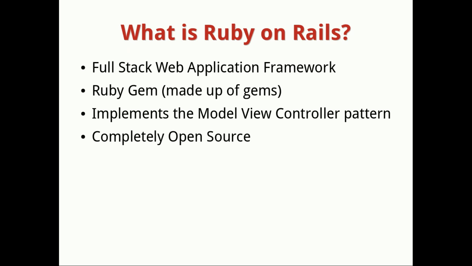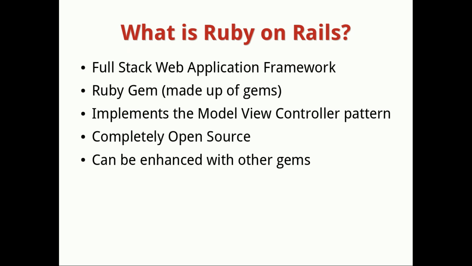Rails is completely open source, so what this means is that you can go on GitHub and download the source code and look at it and tinker with it and possibly make a contribution. And one of the reasons that Rails has been able to grow so much is because there's so many people out there who make their own contributions in their own ways.